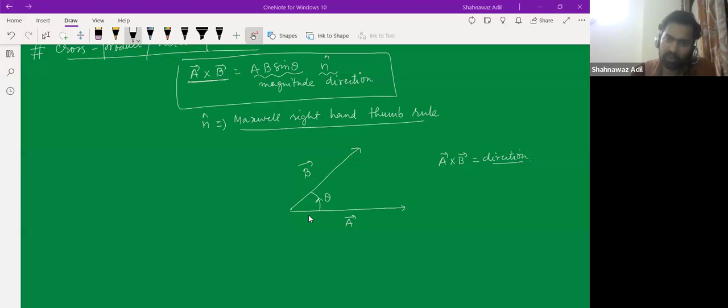Yes, sir. So can you tell me what would be the direction of A cross B? Will it be coming outwards or going inwards? Outward or inwards? It's outwards. Absolutely correct. So it's outwards, right? So outward direction is represented by this dot. And if I have this cross, the cross represents inward direction and this dot represents outward direction.